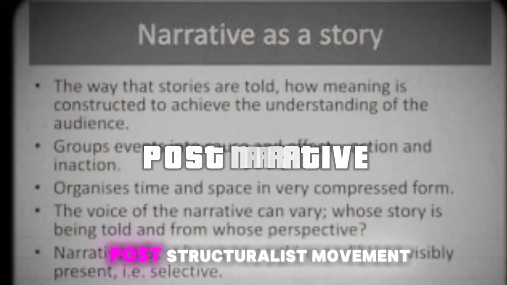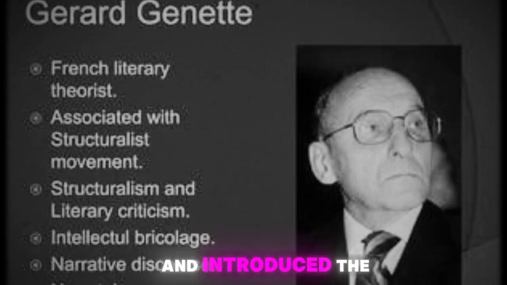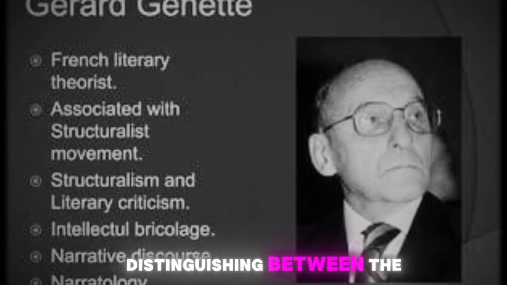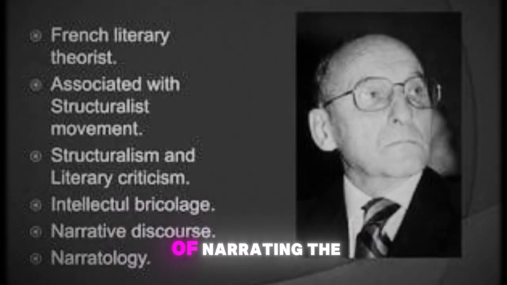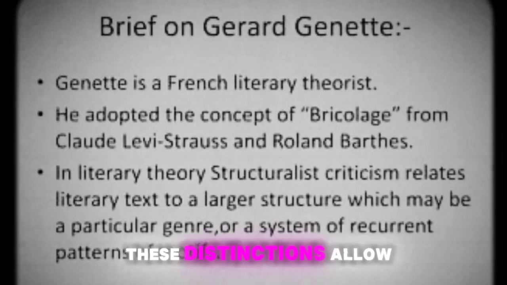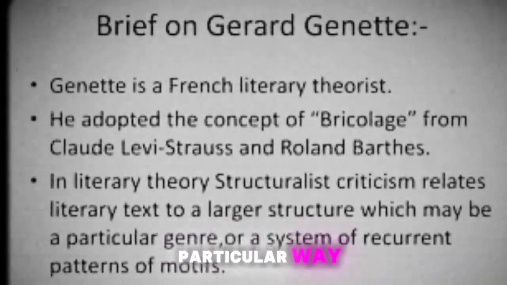The evolution of narratology didn't stop with structuralism though. In fact, the post-structuralist movement brought with it new ways of thinking about narrative. Figures like Gérard Genette expanded upon earlier ideas and introduced the concept of narrative levels, distinguishing between the story itself, the events that occurred, the narrative discourse, the way the story is told, and the act of narrating, the telling of the story. These distinctions allow us to explore not only what is told, but also how and why it is told in a particular way.